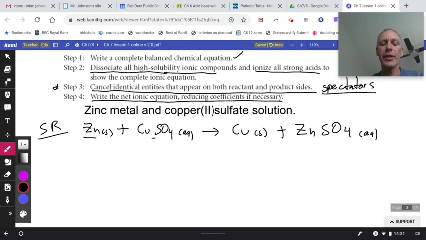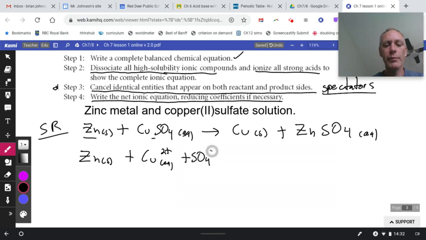So we have to see if there's any spectator ions. So dissociate all high solubility ionics. So copper sulfate is high solubility aqueous, so it's going to get broken apart. So I'm just going to put down here, the zinc doesn't change, it's an element. The copper sulfate, this is what it looks like in solution. Those would be the major entities present, MEP. Remember that from chapter 5, dissociate high solubilities.